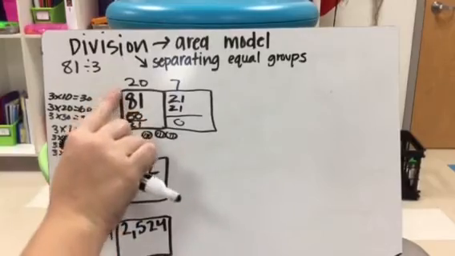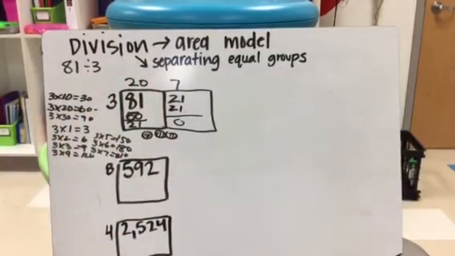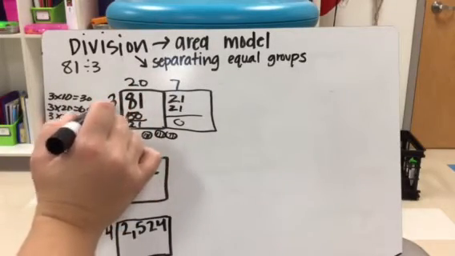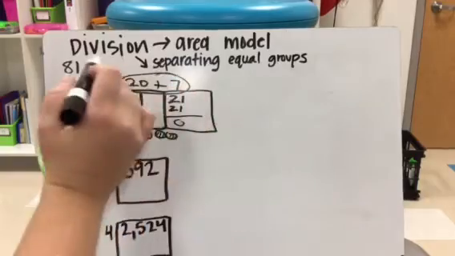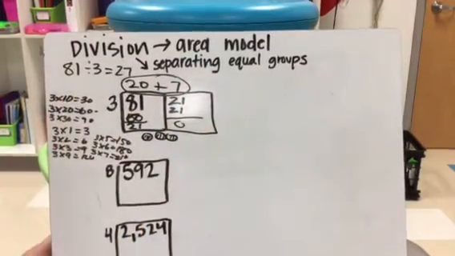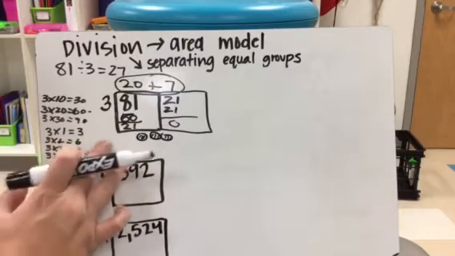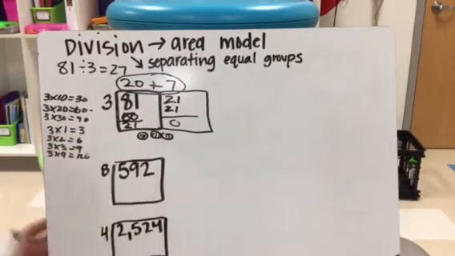So first round, each group got 20 pencils. Second round, each group got 7 pencils. So 81 pencils divided into 3 groups is 27 each. All right, I'm going to erase this a little bit so I have some room here to do an example. This is different in 2 ways.